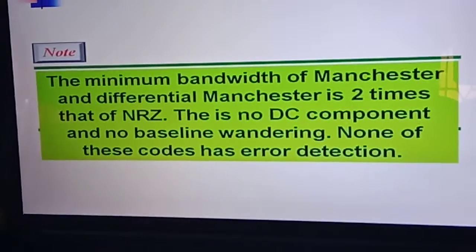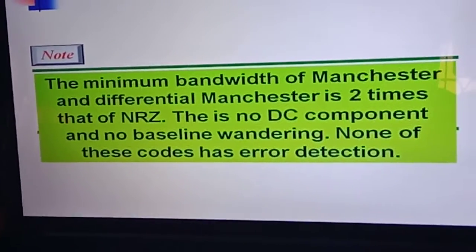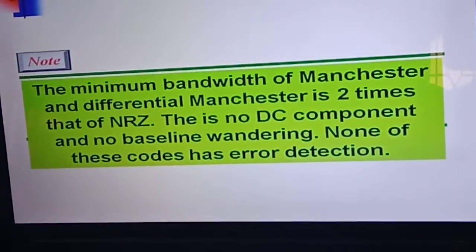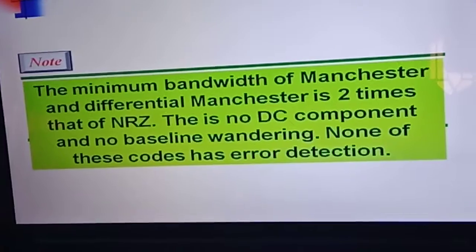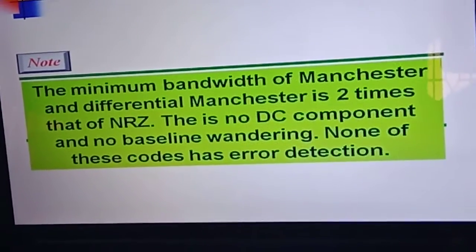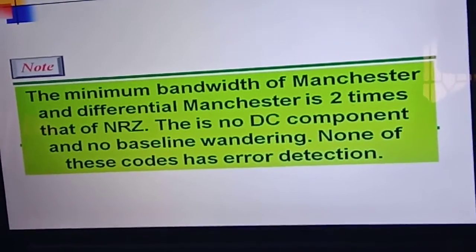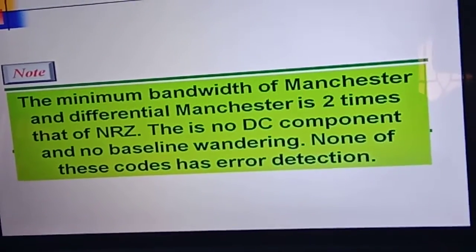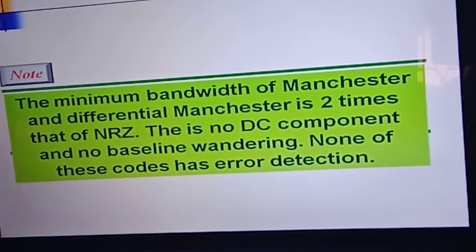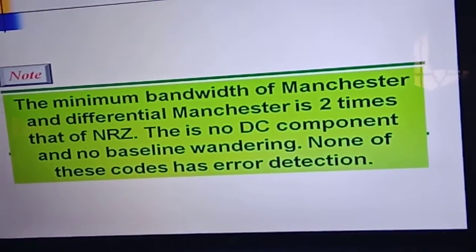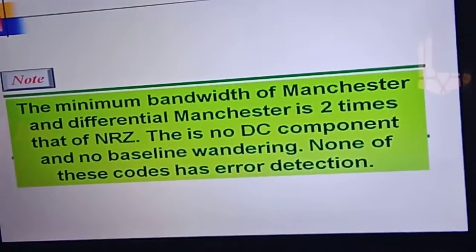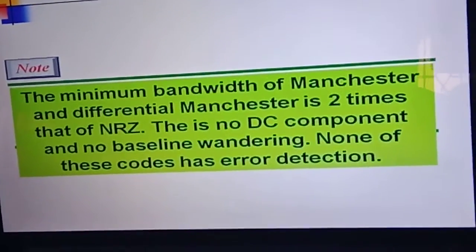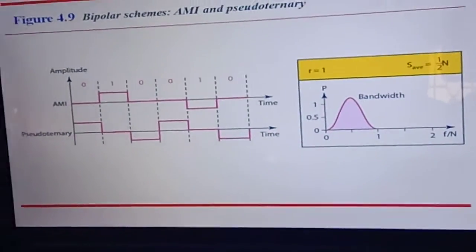The minimum bandwidth of Manchester and differential Manchester encoding is 2 times that of non-return to zero. We have already seen previously that in non-return to zero there is no signal change: if it is positive for 0, it is negative for 1, and the signal stays the same. But here the signal undergoes two alterations, so it occupies double the bandwidth. There is no DC component and no baseline wandering. But these codes do not have any error detection methods.